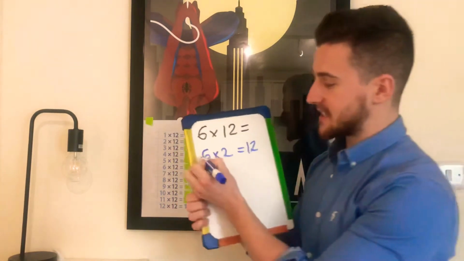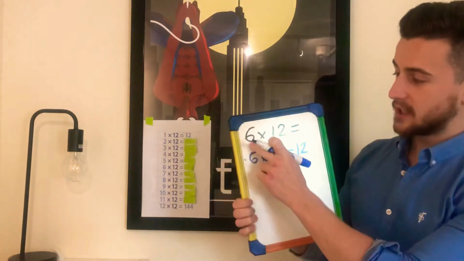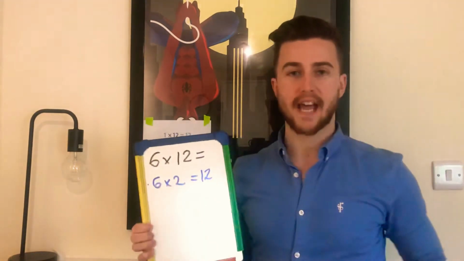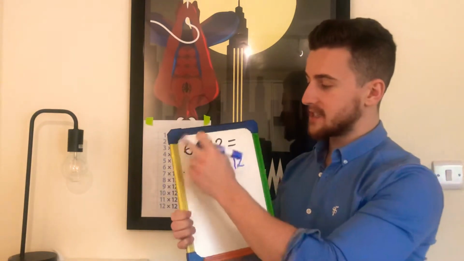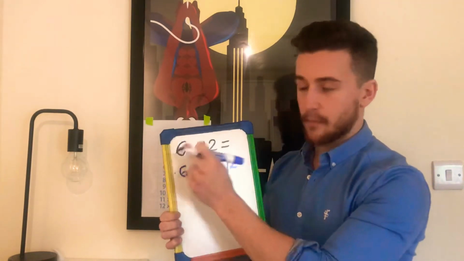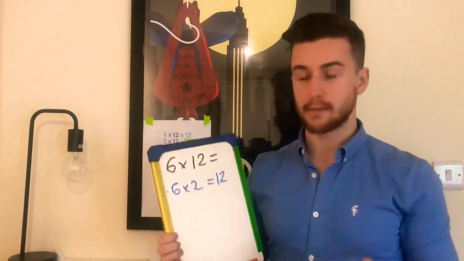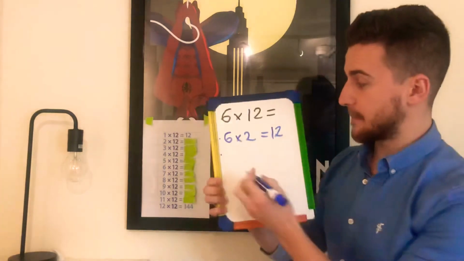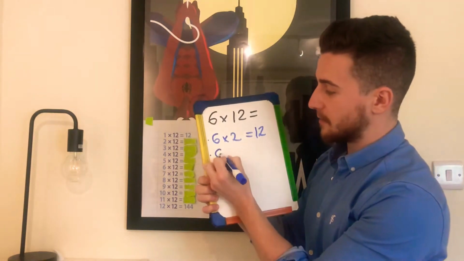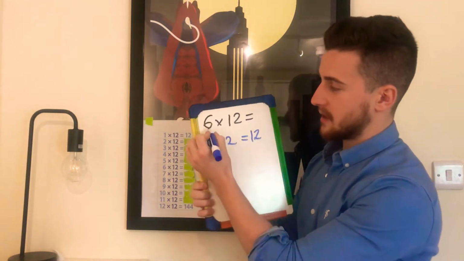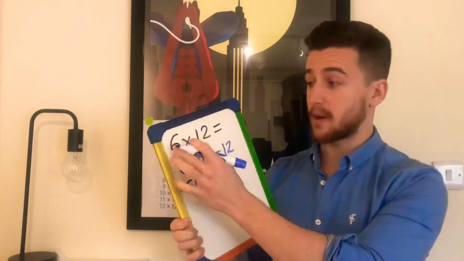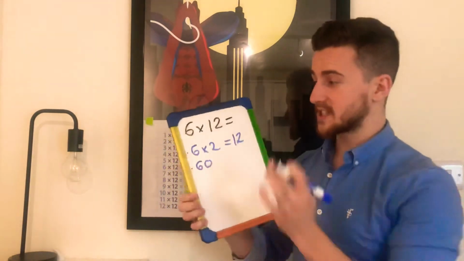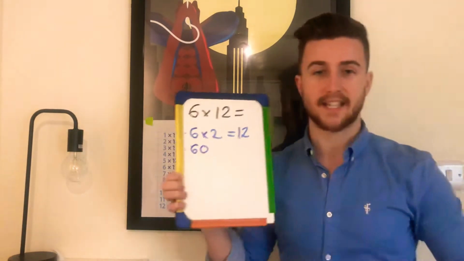Okay? The next step, we're going to imagine that this doesn't say 6. It's a multiple of 10. Whatever that number is, we've done that doubling, we then make it into a multiple of 10. And by that, I mean we plonk a 0 on the end of it. So that then becomes 60. So if that was 8 times 12, that would become 80. If that was 9 times 12, that would become 90. So we've got 6 times 12, so that's going to become 60.